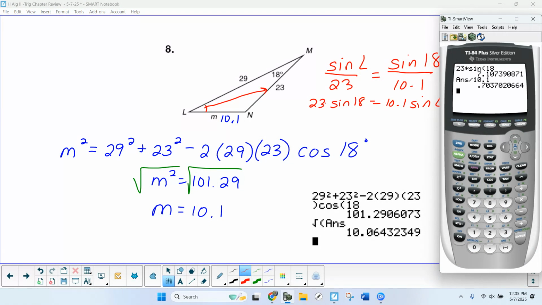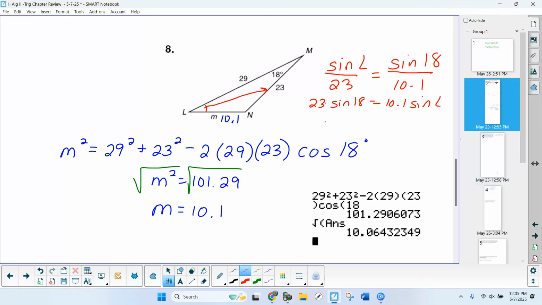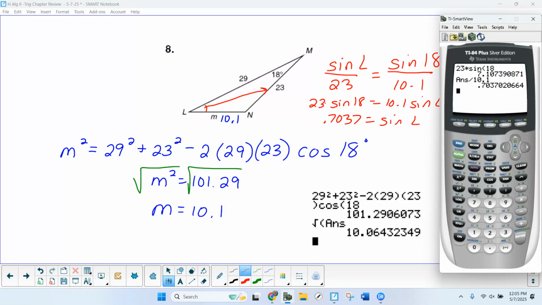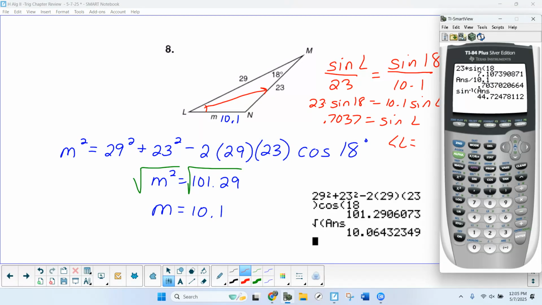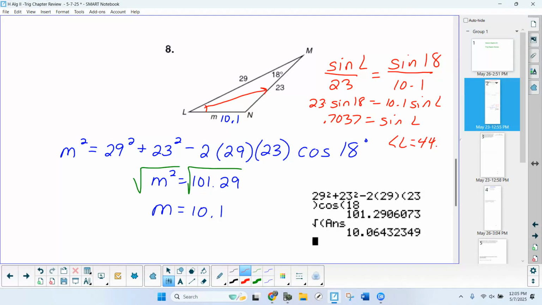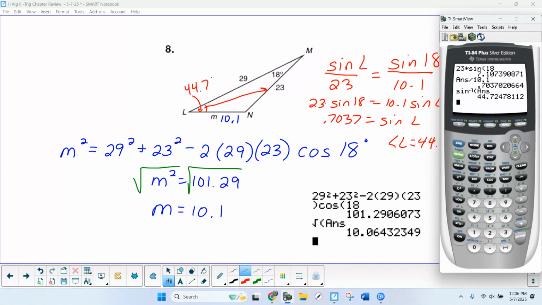So I get the sine of L is 0.7037. 0.7037 equals sine of L. So how do you find angle L? Inverse sine. And now you get that angle L was 44.7. And now, if this angle is 44.7, how do you find angle N?